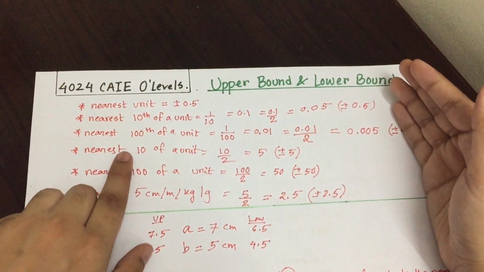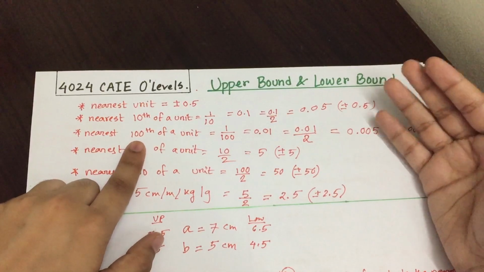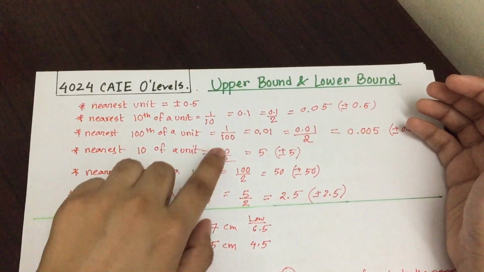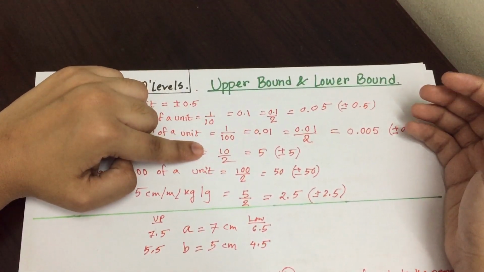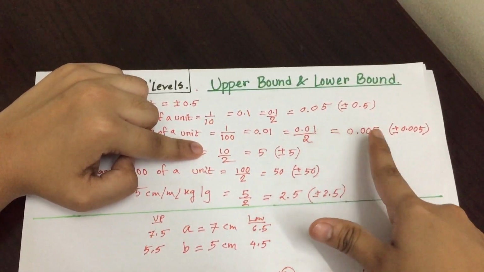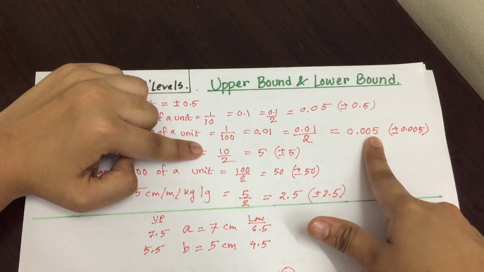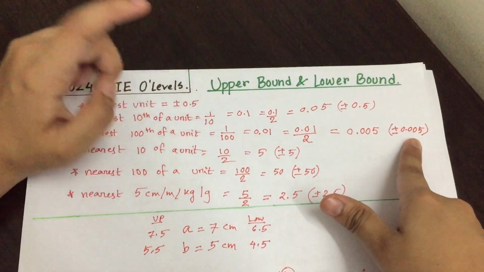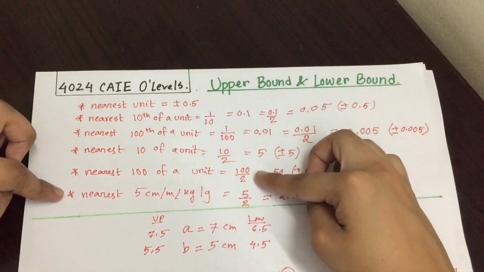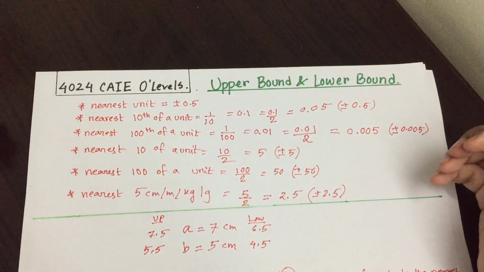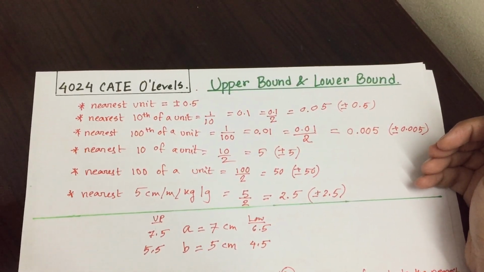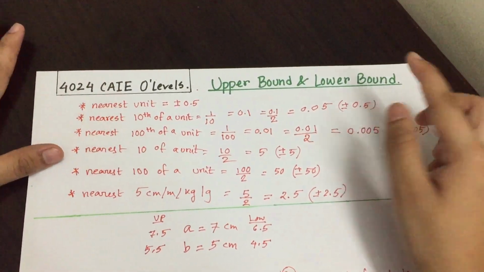Similarly, when it says nearest hundredth of a centimeter, nearest hundredth of a meter, or any unit, we first do 1 over 100, which gives us 0.01, and then we divide that by 2, and then we do plus minus 0.005. So by reading the question and following these key points, we can figure out by how much we are supposed to add or subtract to find the upper bound and lower bound.